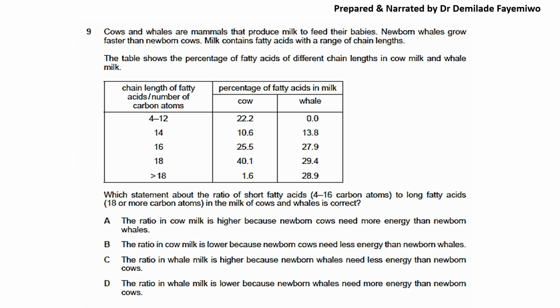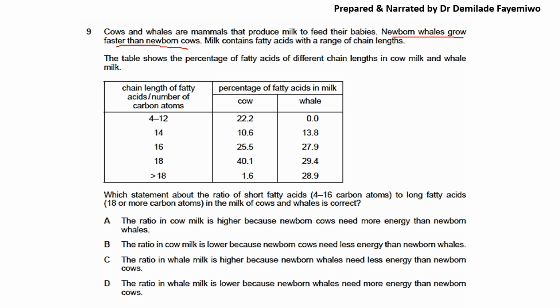Okay, let's look at question number 9. Cows and whales are mammals that produce milk to feed their babies. Newborn whales grow faster than newborn cows. So that's important information that I believe we didn't know before. Milk contains fatty acids with a range of chain lengths, and the table shows the percentage of fatty acids of different chain lengths in cow milk and whale milk.